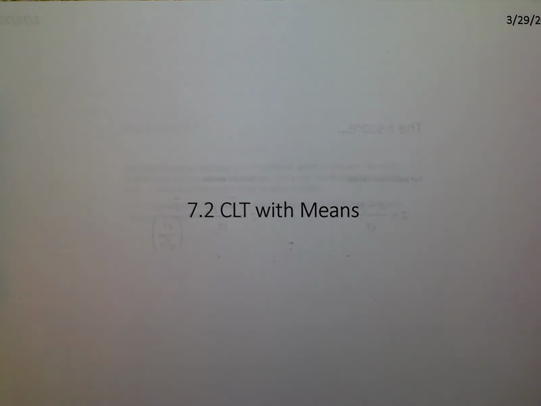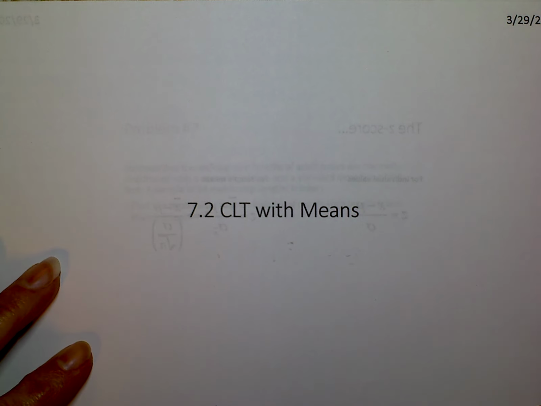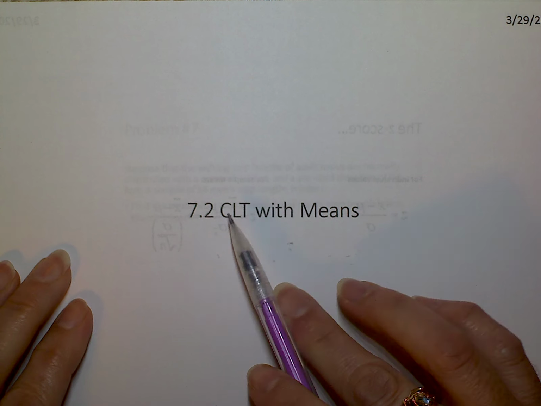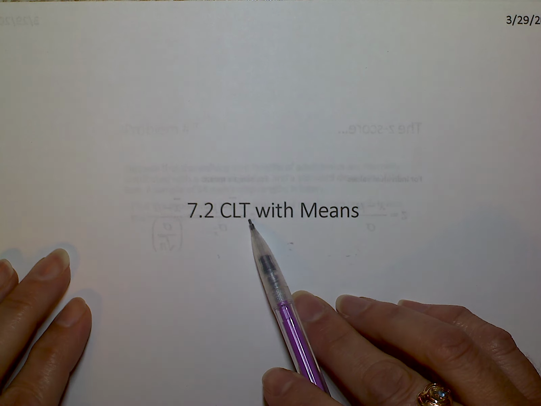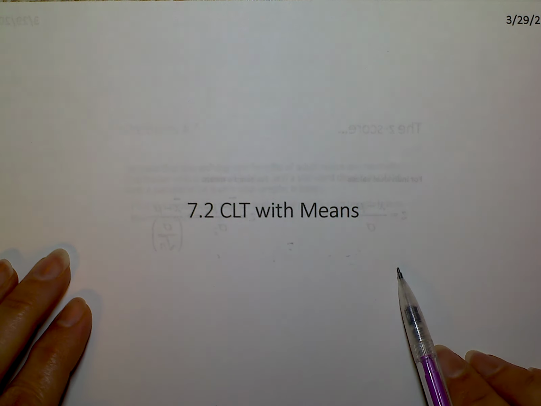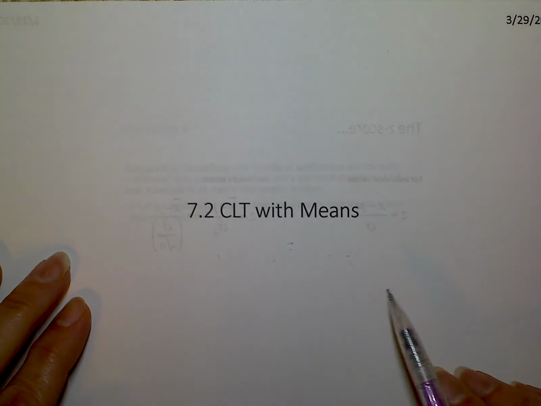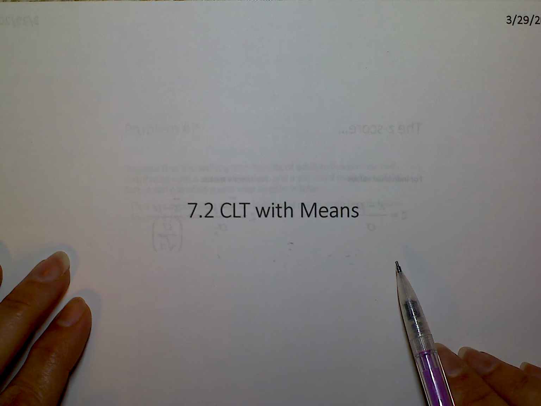Okay, section 7.2 is just going to follow along from 7.1. That's why I usually teach them together. Remember, CLT was central limit theorem. That means if I have any old population out there, it doesn't matter what kind of population it is, if it's normal or skewed or uniform or just wacky, it doesn't matter.